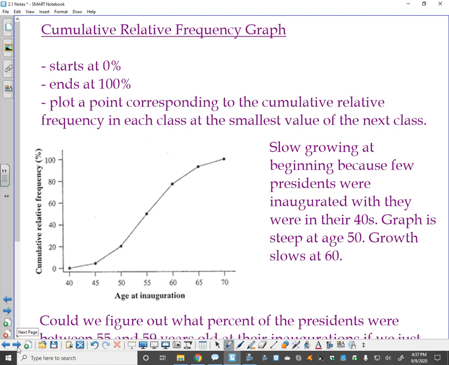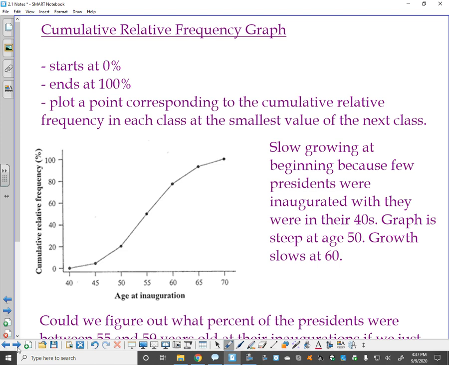Okay, if I'm going to do a graph, well, my cumulative relative frequency graph should always climb. It should always start at 0%, and when you're done, you should have 100% of your data. So it should end at 100%. You're going to plot a point corresponding to the cumulative relative frequency in each class at the smallest value of the next class. We're going to talk about that.